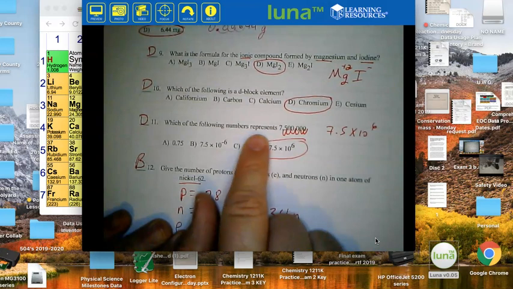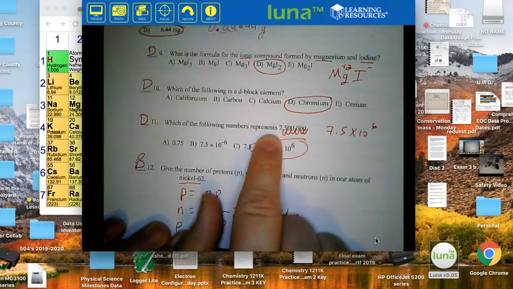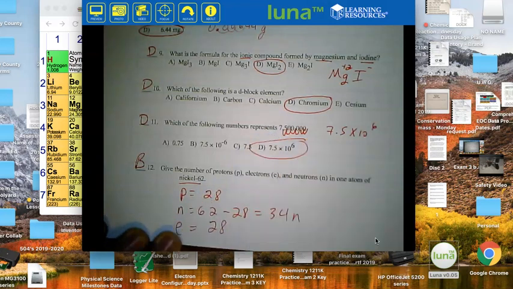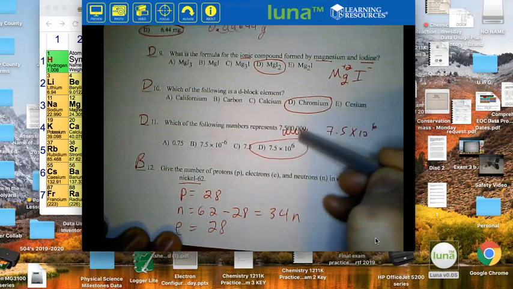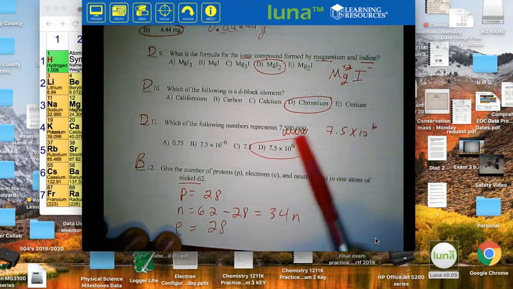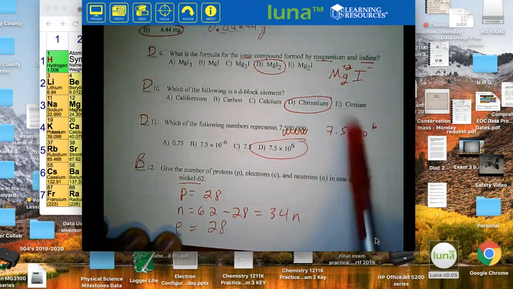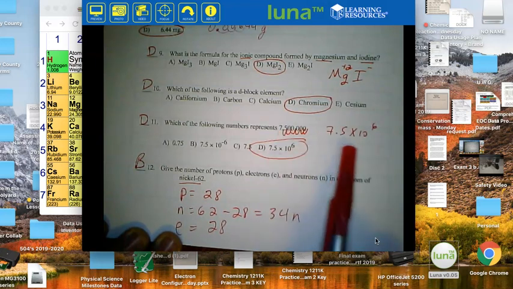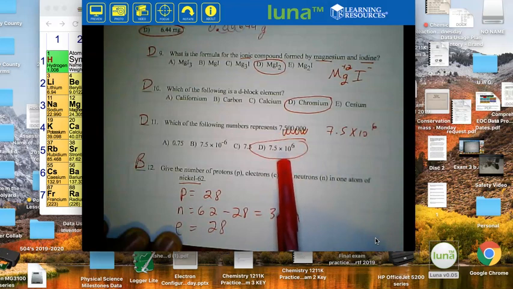Number 11, which of the following numbers represents 7,500,000? You can see my little blips here because I had to count how many times I moved the decimal place over to the left, and that counted 6 times. So the number in scientific notation should be 7.5 times 10 to the 6th power, positive 6.